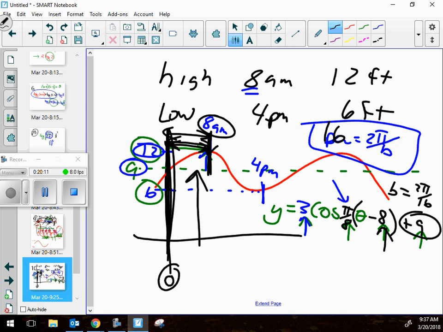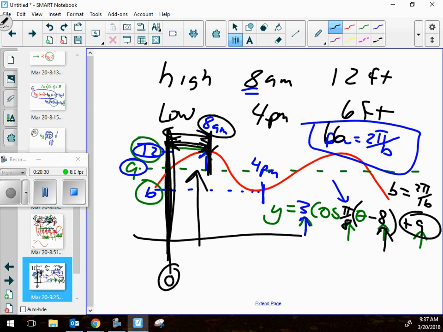I didn't say we'd always be going up 9. Could the tides actually be below sea level? Yeah, if you can be above sea level, you can be below sea level. So this could be a shift down. Okay, so there's a good example of writing an equation for a tide.